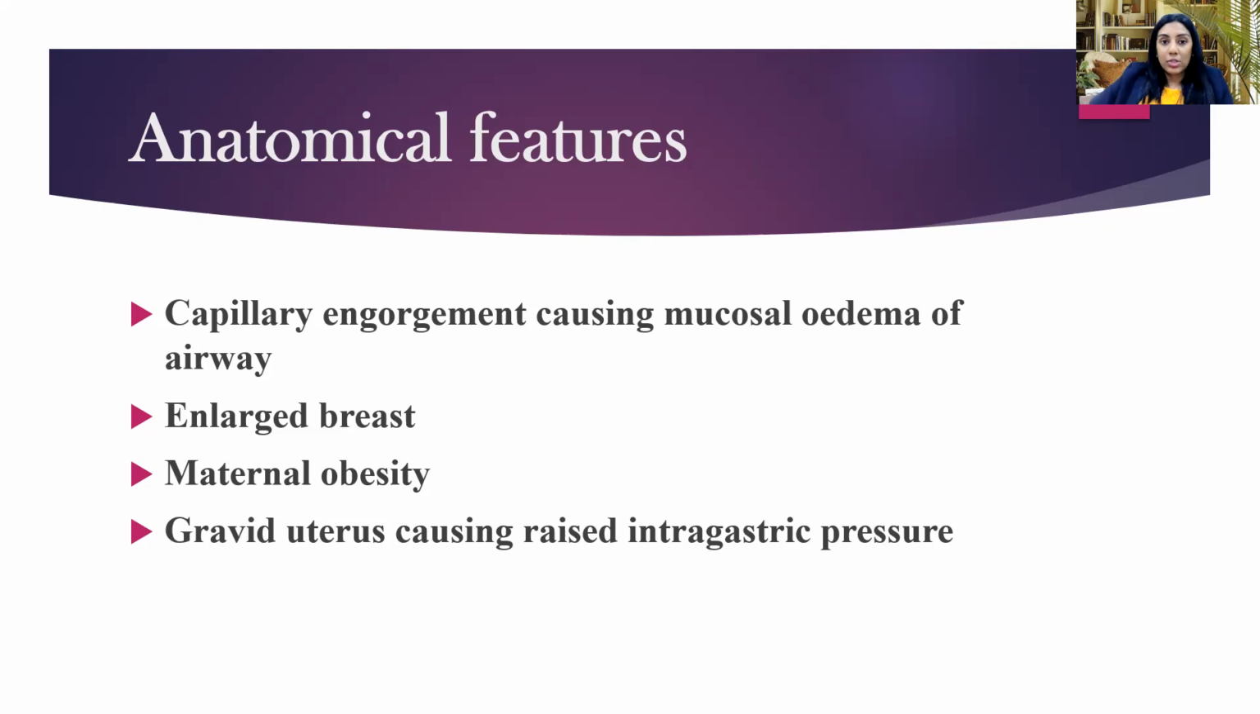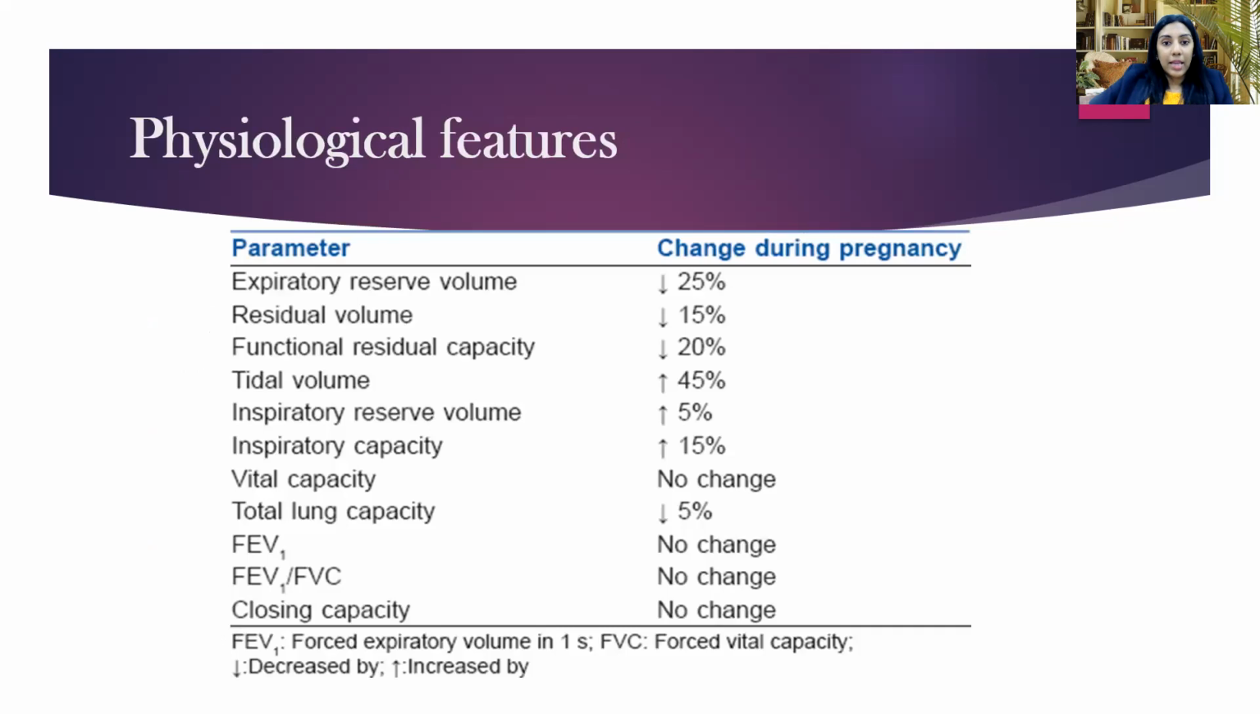So these can cause a difficult airway, and the gravid uterus causes a raised intragastric pressure. So the patient is more prone to aspiration. And physiological features, the most important is the reduction of your functional residual capacity by 20% and your expiratory reserve volume by 25%. So patients will desaturate very fast, regardless of how long your pre-oxygenation you do. They can desaturate very, very fast.